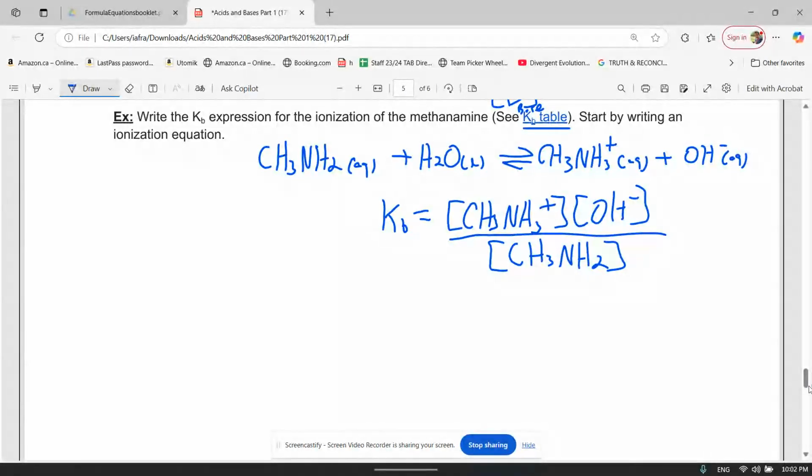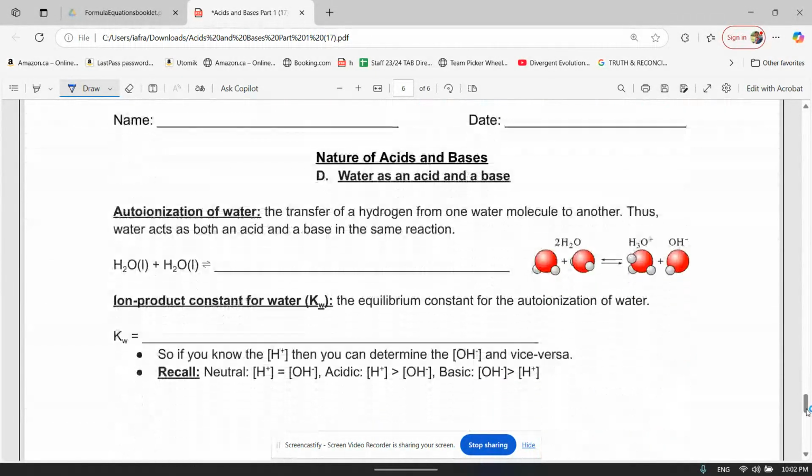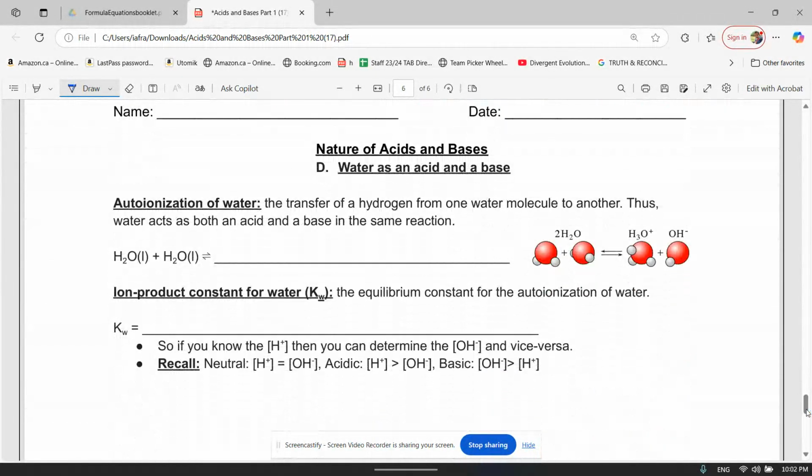In this video, we're going to finish off this lesson by taking a look at the concept of water as amphoteric. In other words, water as being an acid and a base. So when water exists in a beaker of water or in a sample of water, you actually have some water molecules that are acting as acids and some water molecules that are acting as bases. And because you have equal amounts doing this, your sample of water overall is considered neutral.